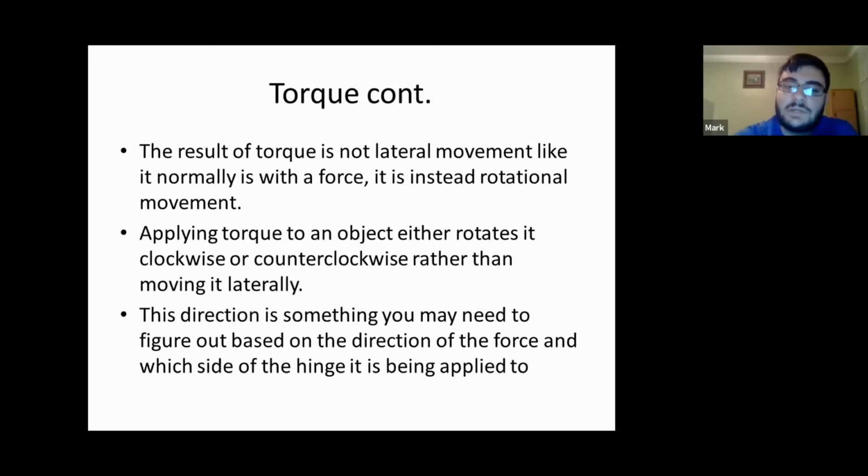Applying torque to an object either rotates it clockwise or counterclockwise rather than moving it laterally. The direction is something you may need to figure out based on the direction of the force and which side the hinge is on. This is mostly logical, and you'll be able to figure it out when you're given a diagram. If you apply force on a door in this direction, it'll open up, it'll rotate this way. If you apply force in the opposite direction, it'll rotate the other way. If you were going on a seesaw, going this way would rotate it this way. Applying a force upward would rotate it another way. Going on the other side of the seesaw would rotate it a different way. Okay. It's something you have to figure out.